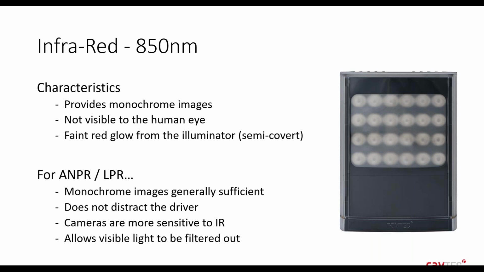And probably most significantly, for any wavelength of infrared, it also helps to overcome issues with sunlight, glare, and headlights by allowing the opportunity to filter out that unwanted light with a suitable bandpass filter. And so for these reasons, 850 nanometer infrared light is the preferred wavelength for the vast majority of LPR systems, and we would always recommend it where possible.